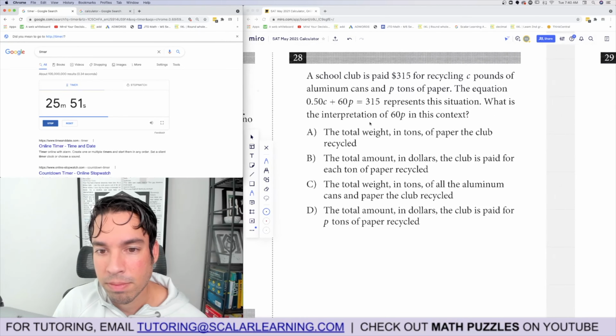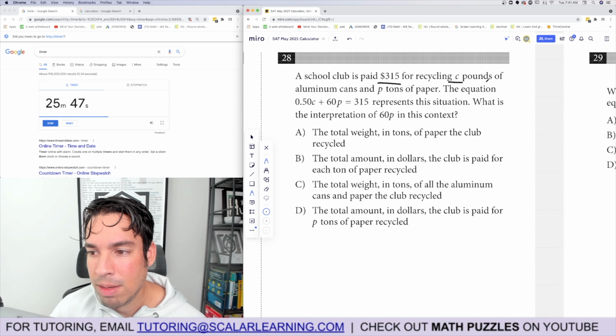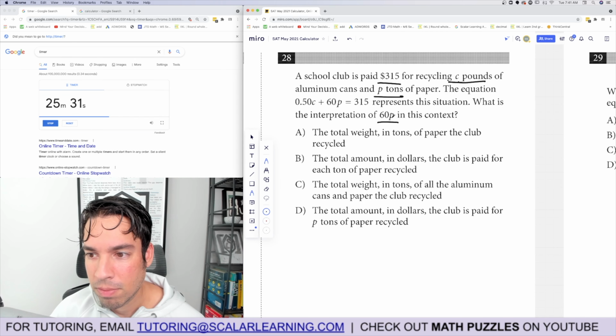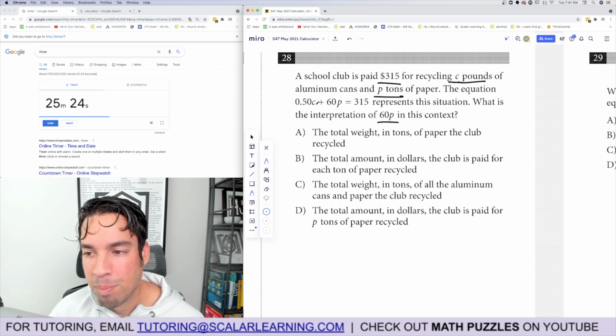28. A school club is paid $3.15 for recycling C pounds of aluminum and P tons of paper. The equation represents the situation. What is the interpretation of 60p? Okay. So this is probably the cost of each pound, right? So you're probably getting 50 cents for every pound of aluminum and 60 bucks for every pound of paper.